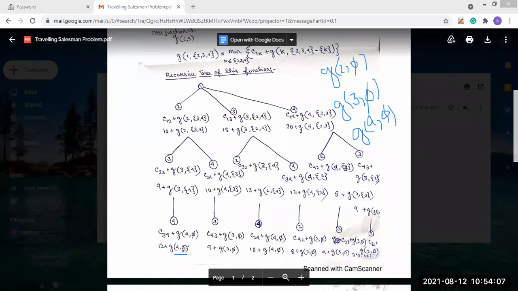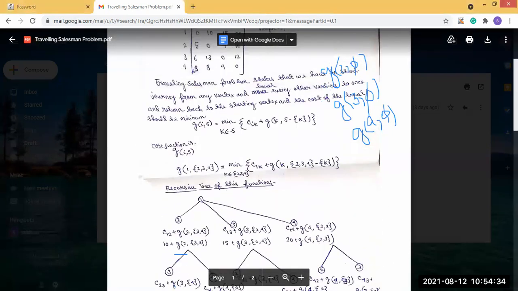Now 4 comma 5. What does 5 mean? 5 means already all covered. That means we have to return to the starting vertex. The starting vertex which we consider in our example is 1. So we have to check the cost adjacency matrix, and check the value 2 to 1.